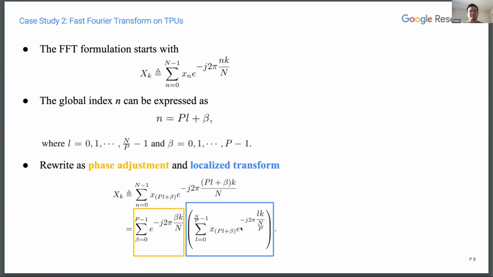In this way, we could utilize the one-shuffle scheme, which means we can localize this transform operation on the individual core, while before doing the collective communication, we apply some phase adjustment. So that's the whole idea of this distributed FFT.